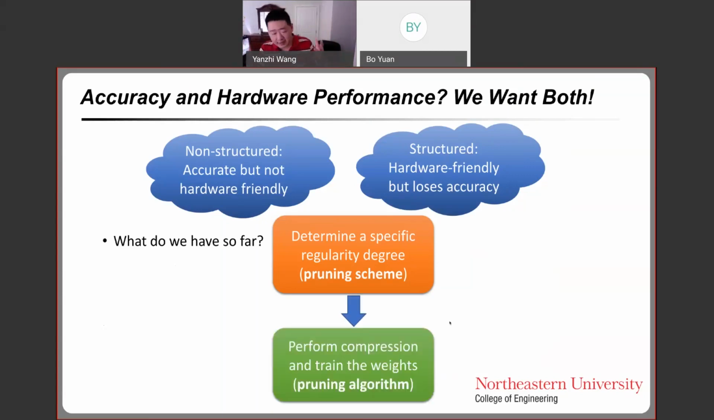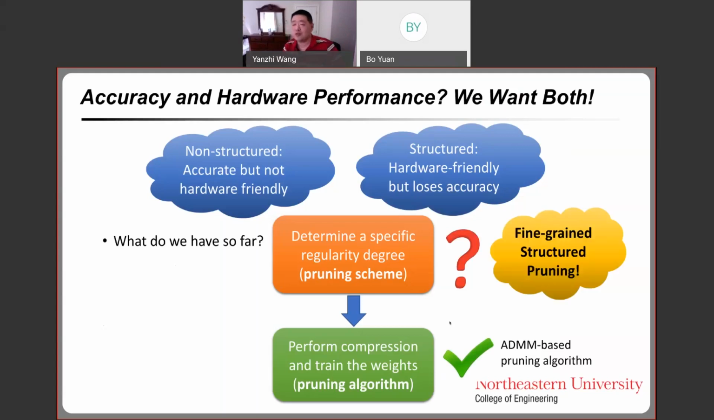The second thing is to perform compression and train the weights, which is a pruning algorithm. We have done this with the ADMM-based pruning algorithm and its variants, but what is missing here? Next, we are going to discuss a series of what we call fine-grained structural pruning schemes that solve these problems and are both fast and accurate.